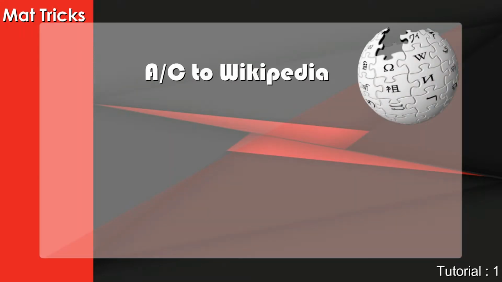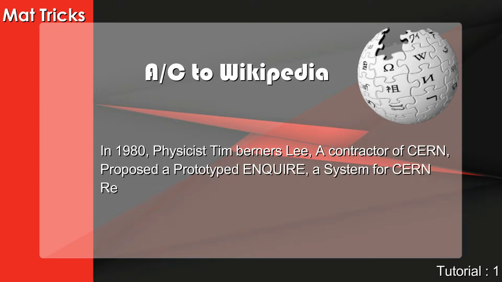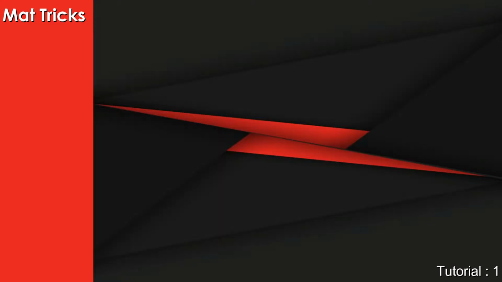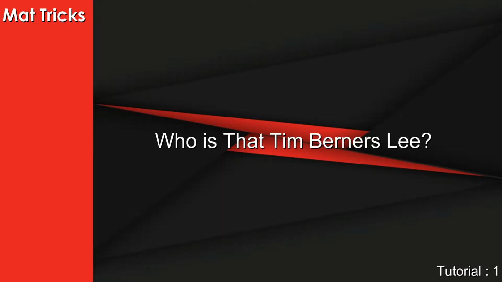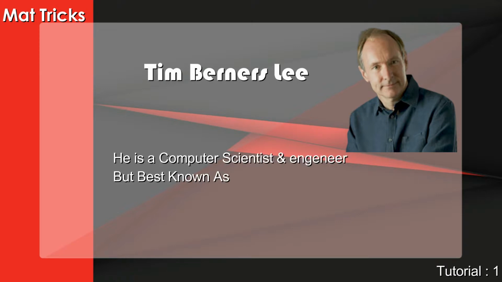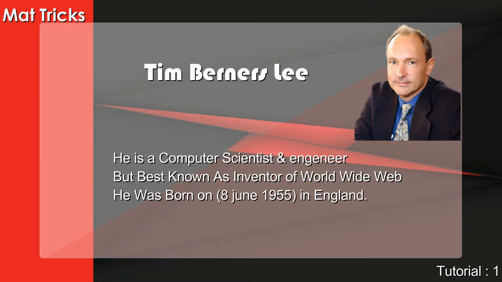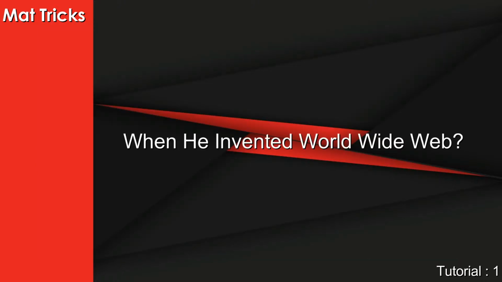According to Wikipedia, in 1980, physicist Tim Berners-Lee, a contractor of CERN, proposed a prototype Inquire, a system for CERN researchers to use and share documents. Who is that Tim Berners-Lee? He is a computer scientist and engineer, but best known as the inventor of the World Wide Web. He was born on July 8, 1955 in England. When did he invent the World Wide Web?